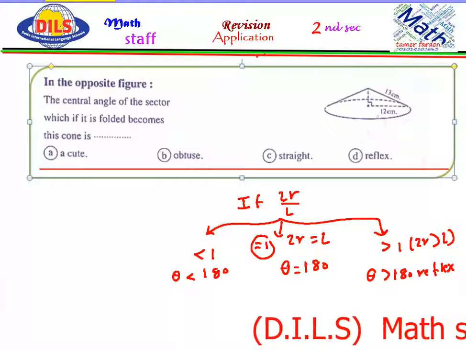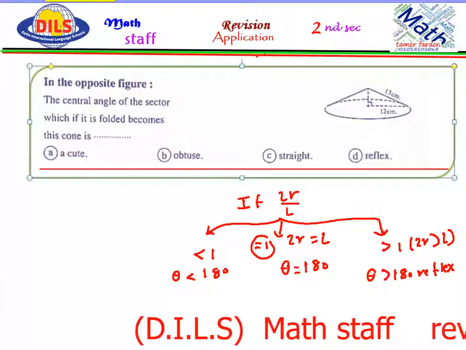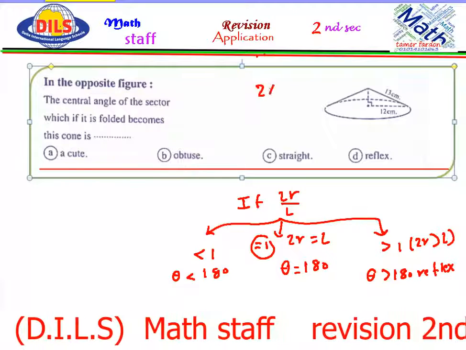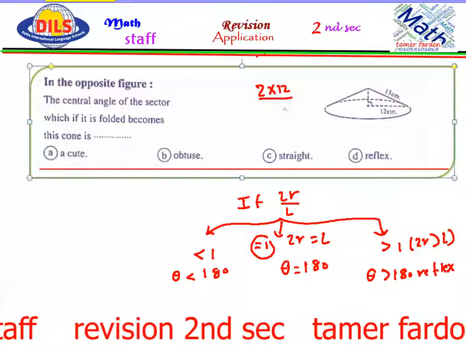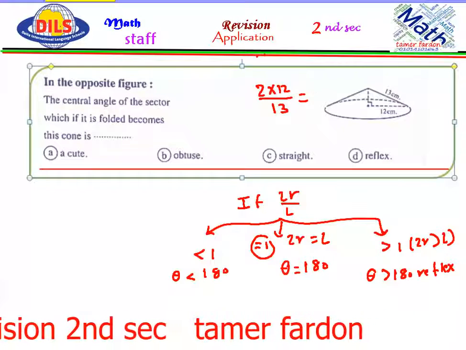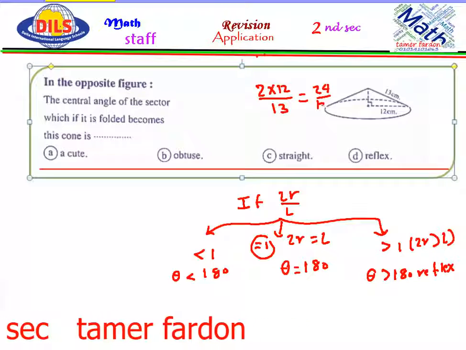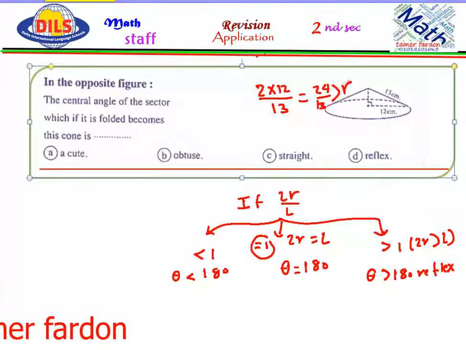In our exercise, r is 12, so 2 times 12 over L, where the slant length is 13. This equals 24 over 13, which is greater than 1, so theta is a reflex angle.